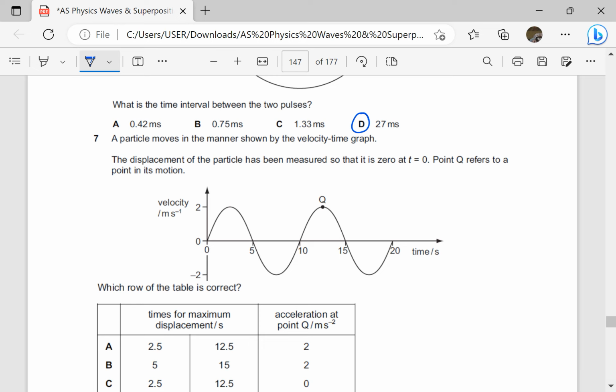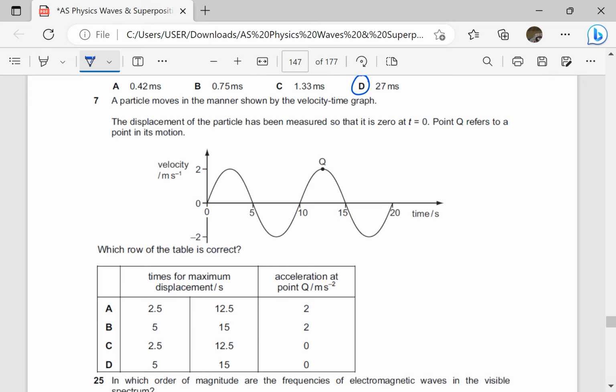A particle moves in the manner shown by the velocity time graph. The displacement of the particle has been measured so that it is 0 at t equals 0. Point Q refers to a point in its motion. So Q is a point where the velocity is maximum. This particle at Q must be passing equilibrium. Which row of the table is correct? When the velocity is maximum, remember, the displacement must be 0.